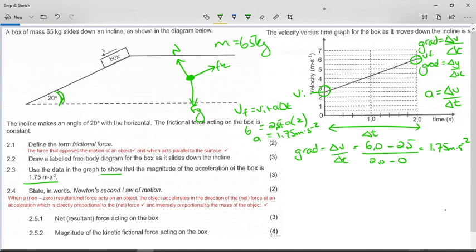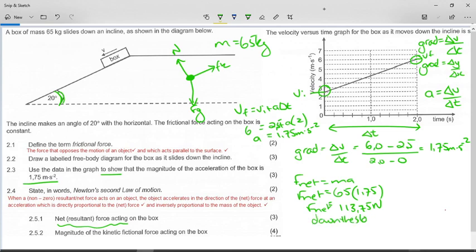So now it says calculate the net or resultant force acting on the box. So we've got Newton's second law. Newton's second law as a formula is F net equals ma. I know that the m given in the question is 65 kilos. I've just proved that the acceleration is 1,75. So the net force is equal to the mass times the acceleration. So it will be 113,75 newtons if you plug it into your calculator. And it asked you what is the net force acting on the box. So you should by rights say down the slope. Okay, 113,75 newtons down the slope.